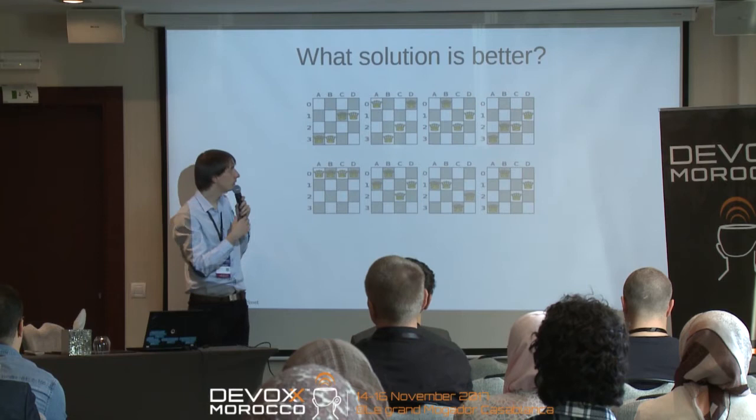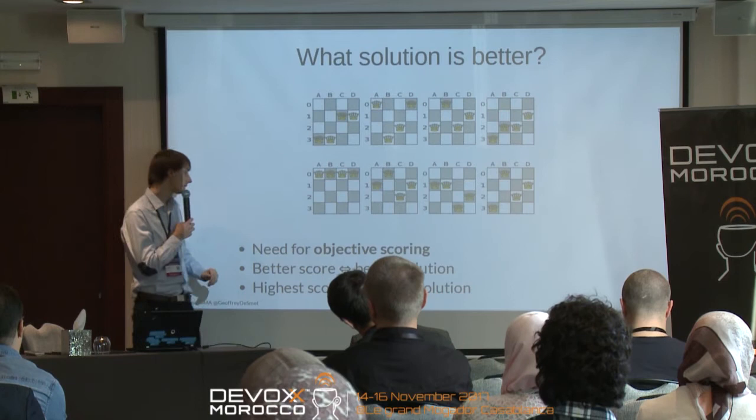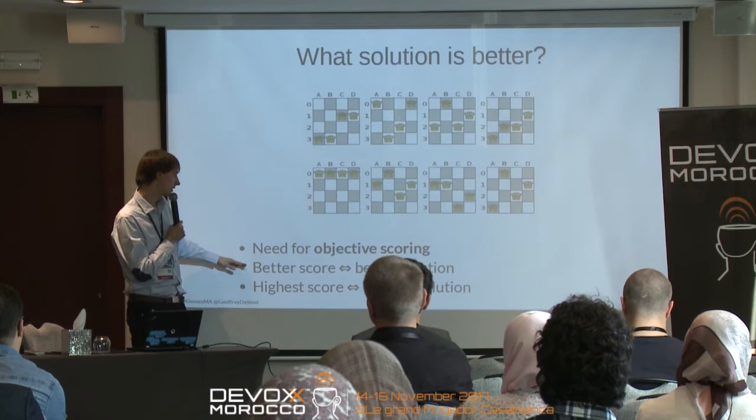So what we want to do is have some sort of scoring there, right? We have a need for objective scoring. That's the first part of the architecture, basically figure out the scoring here. Better score is better solution. Highest score is optimal solution. So this is what we've done before.